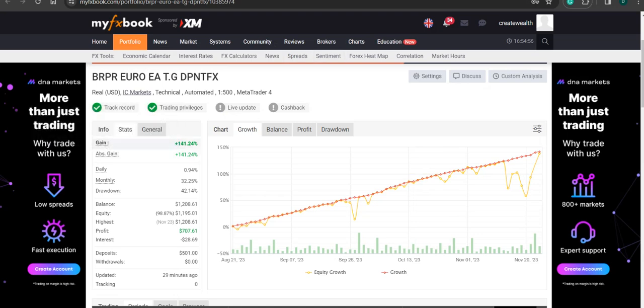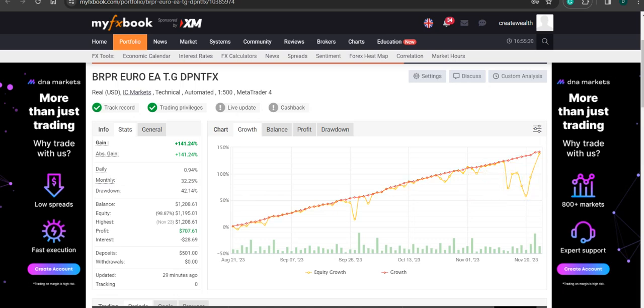We made around 1.24 so far. We started from 21st of August and today is 23rd of November. This drawdown that we have seen was in the last 3-4 days or maybe a week. Earlier it was around 29%, so somehow it went up to 42%. But the monthly returns are pretty good, 32.25, and the daily is around 0.94.